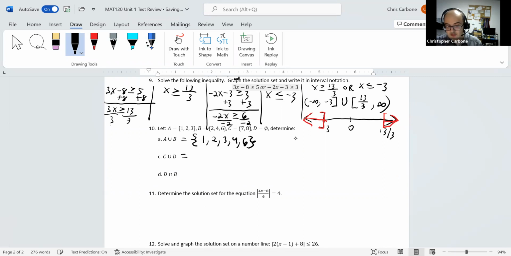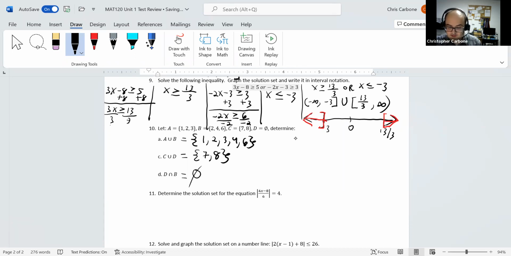The union between C and D is going to be just 7 and 8, since C is 7 and 8, D is empty, so just 7 and 8. The intersection between D and B, D is empty, B has 2, 4, and 6, so because of this, they don't share anything, so this is empty.